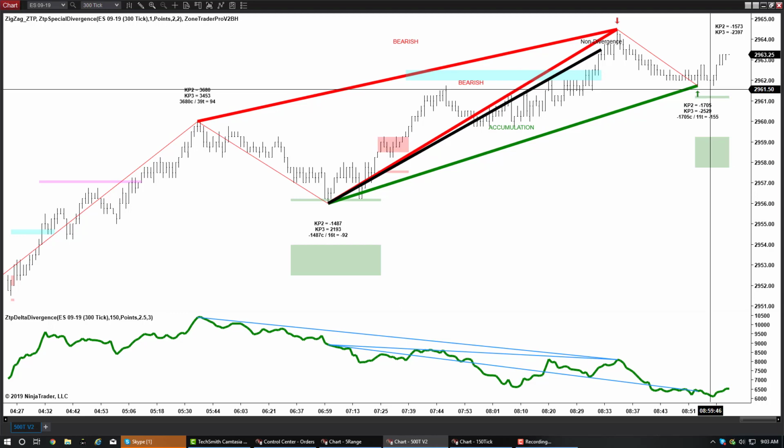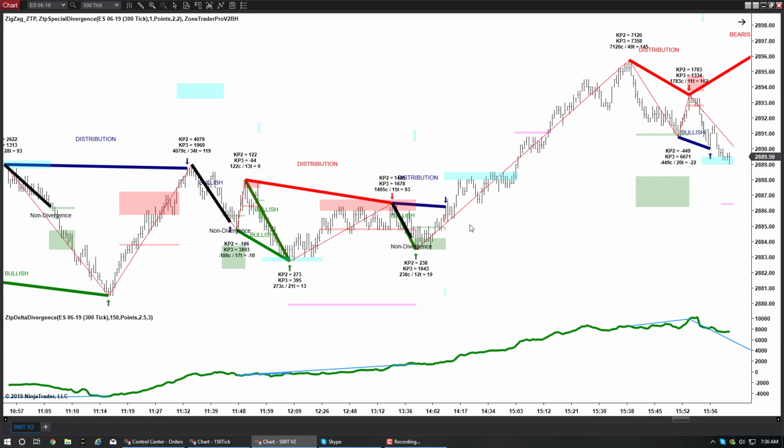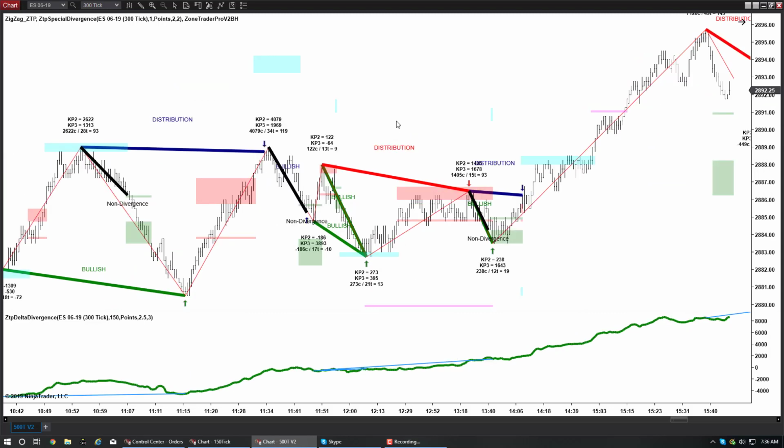So don't think that this is going to update in real time intra-bar. Now let's take a look at mechanically how these indicators work. There are three types of trades that we're going to be looking at. We're going to be looking at accumulation distribution. We're going to be looking at normal bearish and bullish divergence, and we're going to be looking at the special divergence trade.